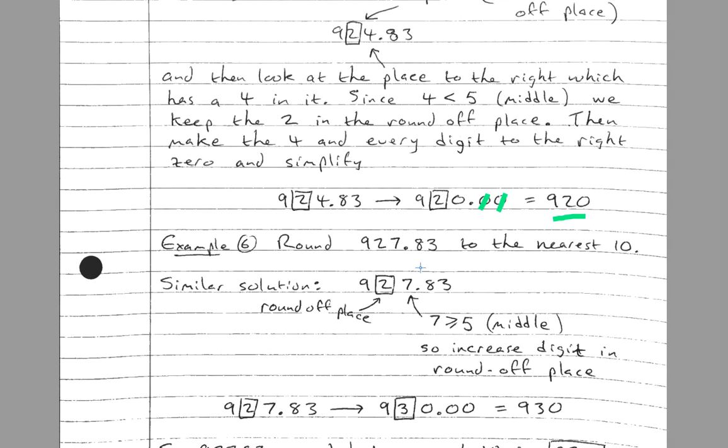Okay, example 6, round this decimal to the nearest 10. Very similar. We're rounding to the nearest 10, so here's the tens place. That's the round off place. Same as before, but now the digit to the right of that is 5 or higher. It's 7. So this time we have to go up. Since this is 5 or more, we increase that 2 to a 3. The digit in the round off place goes up to 3, and then everything else turns into a 0 again. These are insignificant, so the answer this time is 930. So 927.83, to the nearest 10, is closer to 930.